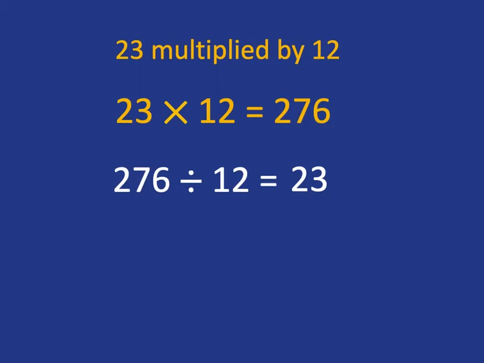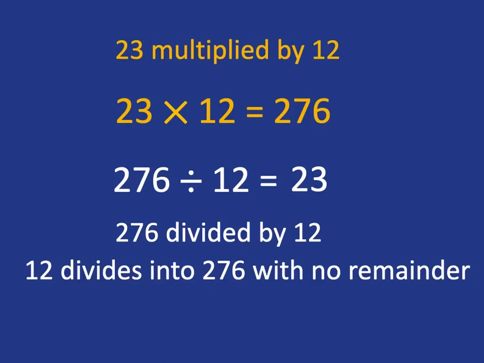Okay, let's just look at the language we use here. It's 276 divided by 12 is how we say that. And what we're asking then is how many 12s are there in 276? And another way we can express that is also to say 12 divides into 276 with no remainder. So just some of the language there.